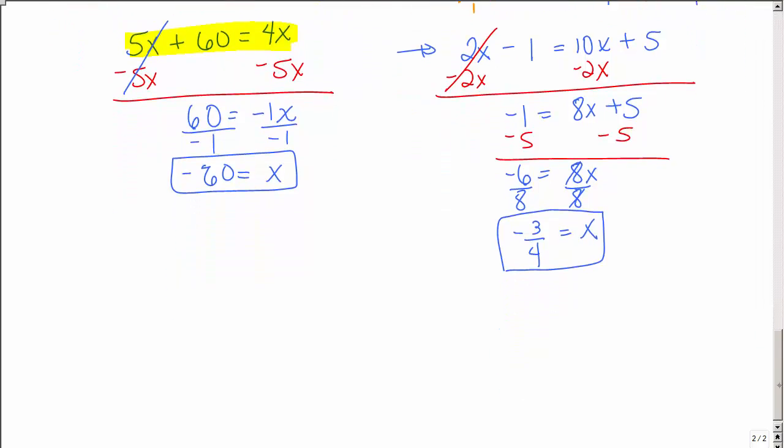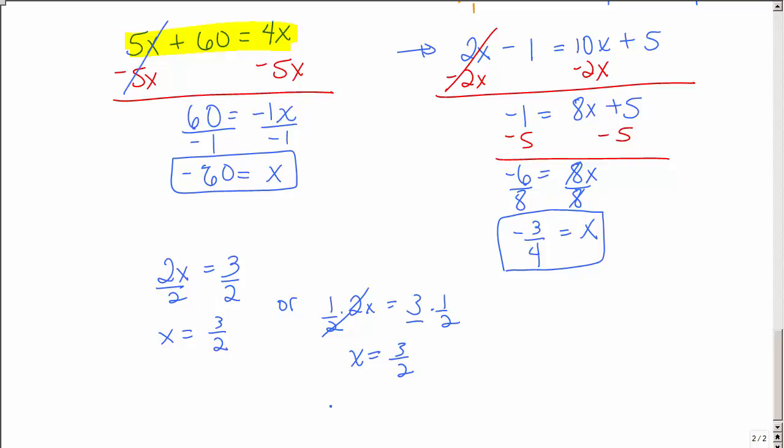Those are a lot of problems. Keep in mind, if you have something like 2x equals 3, it is very easy just to divide by 2. However, you could also think about multiplying by 1/2 on both sides, and you're going to get the same answer. So if you have a coefficient of x, you can either divide by a whole number or multiply by the reciprocal of a fraction.